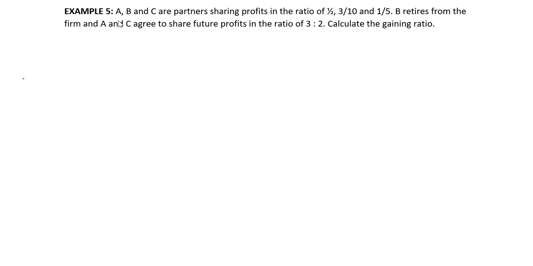Example 5. A, B and C are partners sharing profits in the ratio of 1/2, 3/10 and 1/5. B retires from the firm and A and C agree to share future profits in the ratio of 3:2. Calculate the gaining ratio. So let's go ahead with the solution.